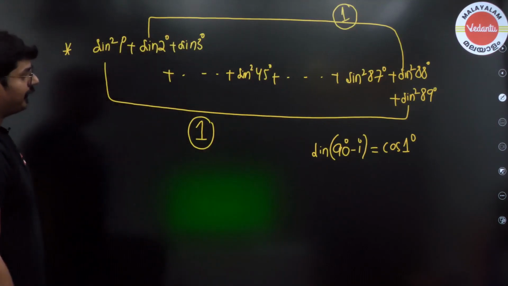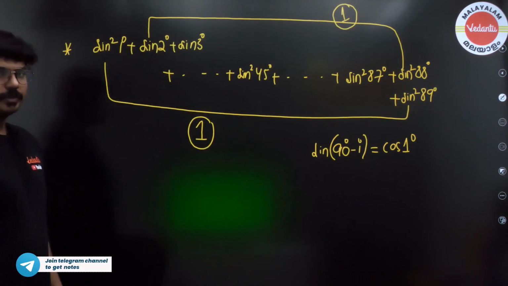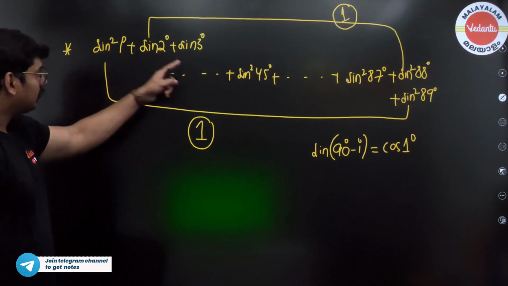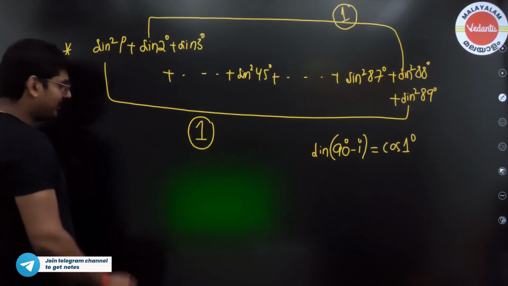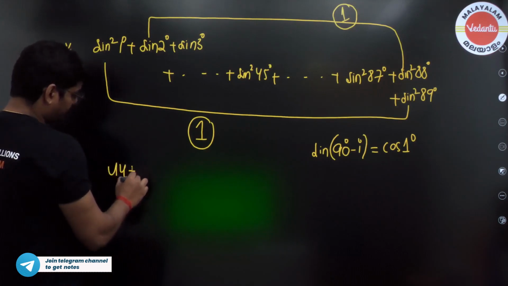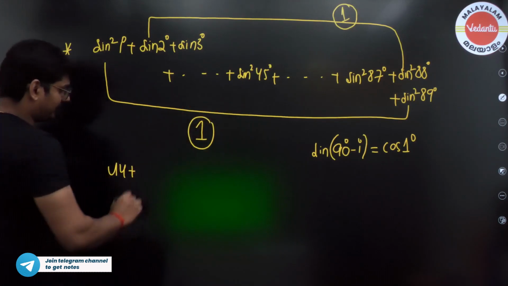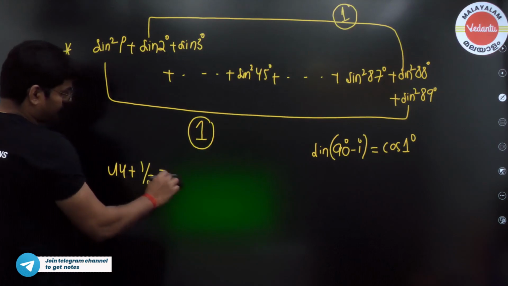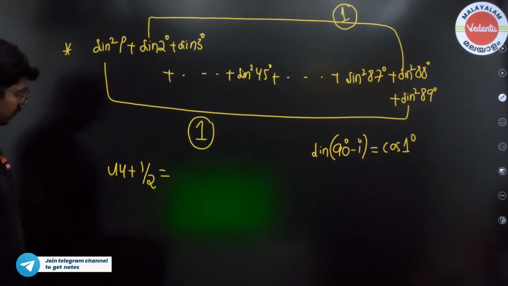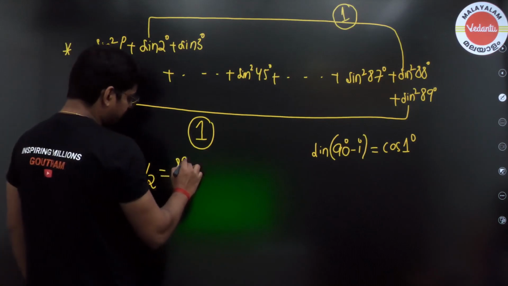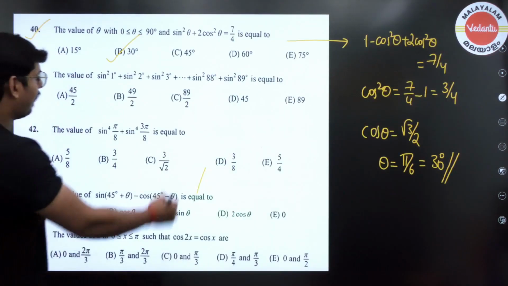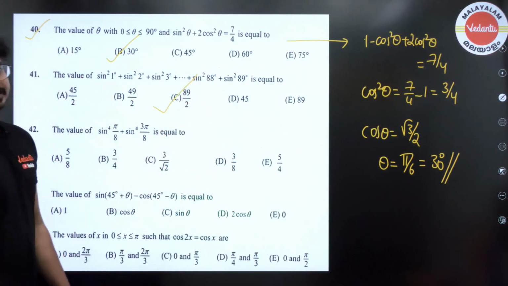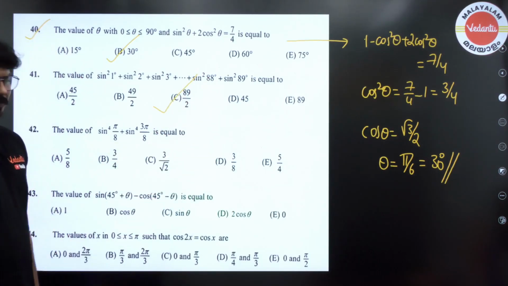So in this way, how many pairs are you going to get here, guys? From 1 to 44, you're going to get 44 pairs, agreed? So it's going to be 44 plus sine square 45, which is 1 by 2. So how much is this going to become? 44 into 2 is 88, 88 plus 1, that's 89 by 2, and definitely we have option C, and that's the right answer. I hope this is clear for everyone.